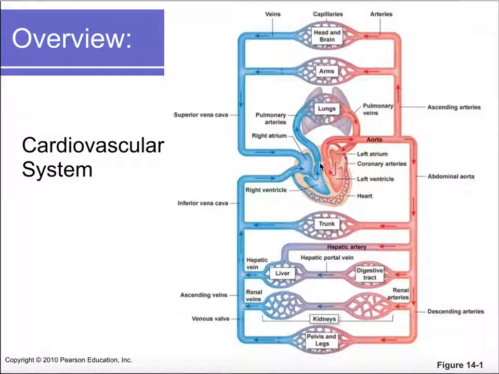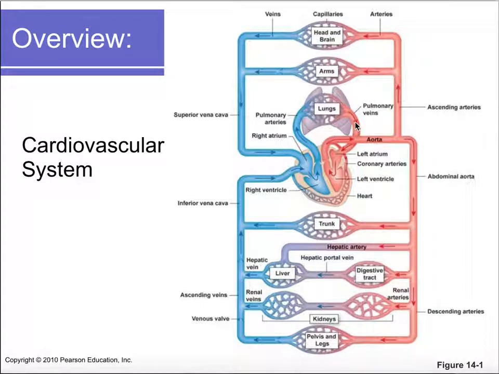Now, it'll go out through our pulmonary artery. The pulmonary artery is the only artery in our body that carries deoxygenated blood. That deoxygenated blood will then go to our lungs where it will get reoxygenated. The oxygenated blood will then return back to the heart through the pulmonary veins, and the pulmonary veins are the only veins in our body that carry oxygenated blood.